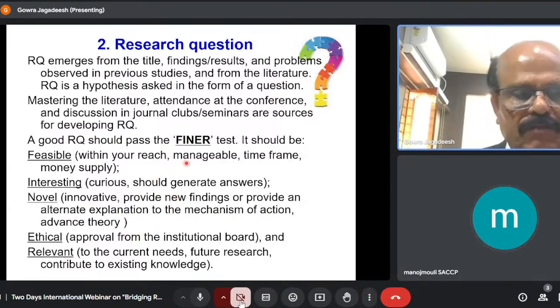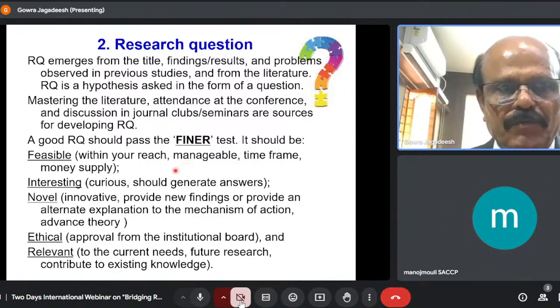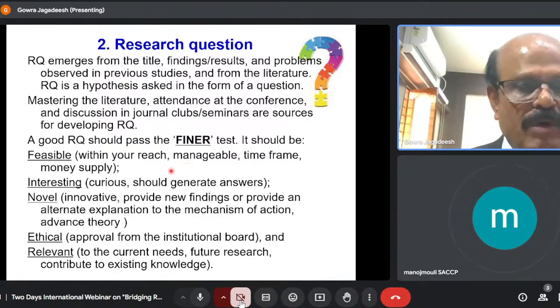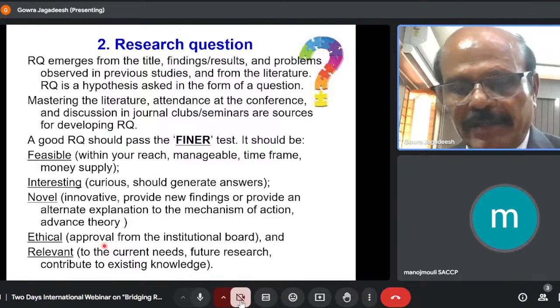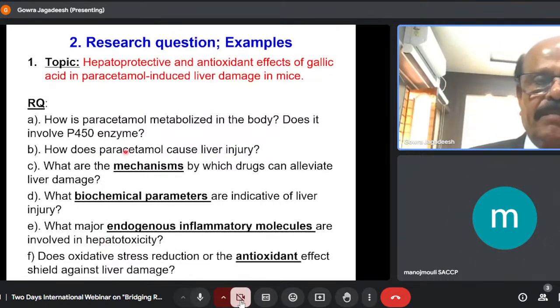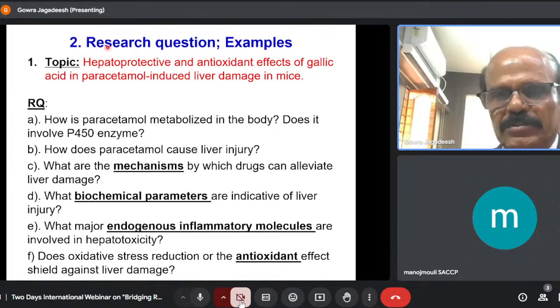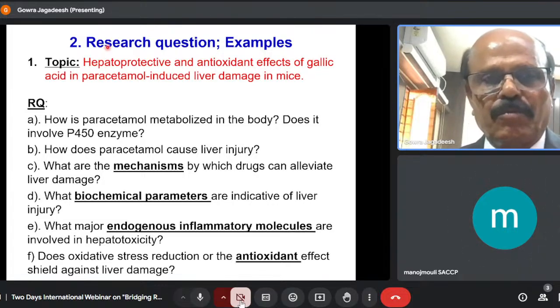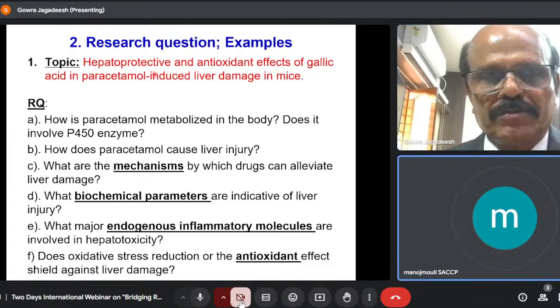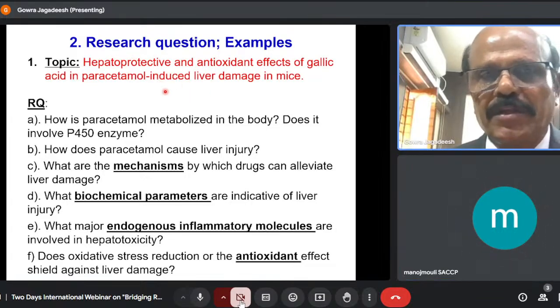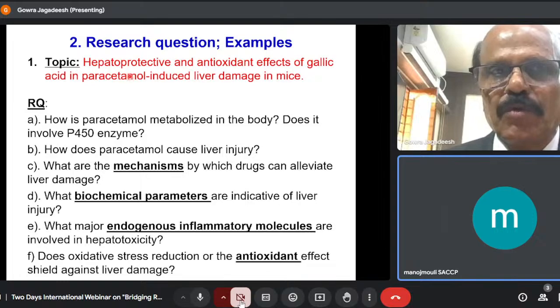A research question should pass the final test. It should be feasible, interesting, novel, ethical, and relevant. For example, let me take up this example: a student thesis protocol which I went through. Of course, I read hundreds of protocols every year from various universities.